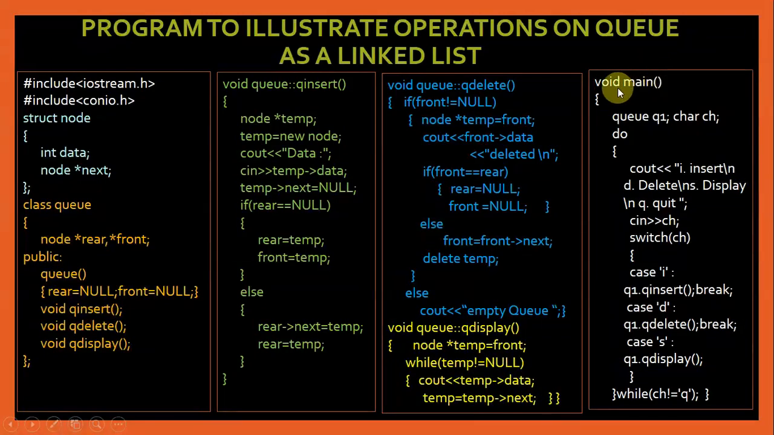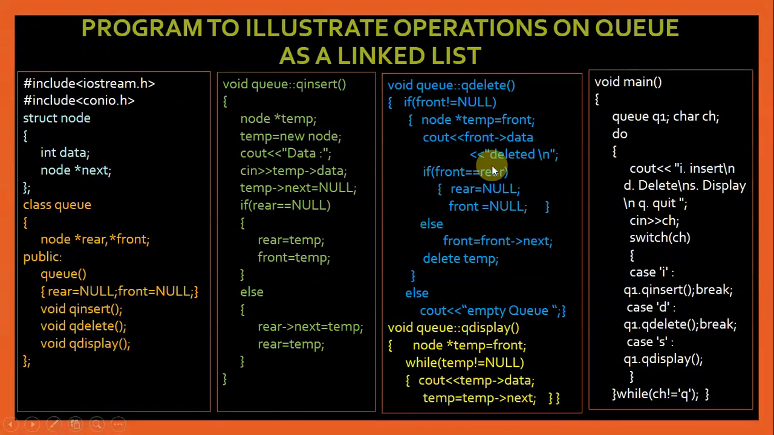Now we will create main. In main, we will create an object of class Q, and this is a temporary variable. So we will display a menu: I for insert, D for delete, S for display, and Q for quit, and ask the user to input the choice. And depending upon the choice, if it is I, we will call the function Q insert. If it is D, we will call the function Q delete, and if it is S, we will call the function Q display. And this loop will work until the choice we enter is Q. Now this is the program.